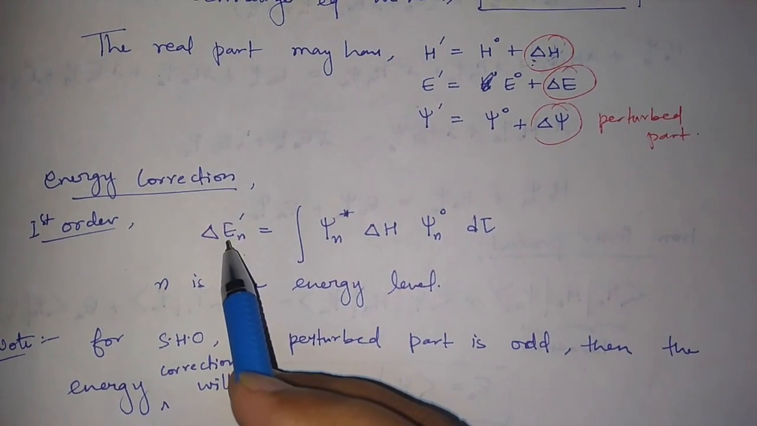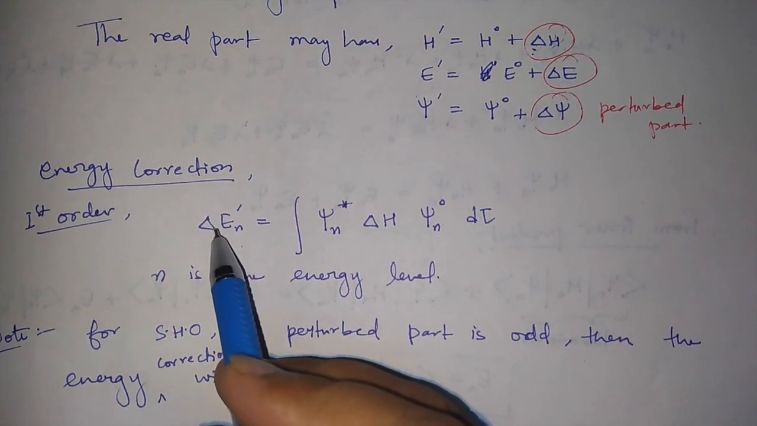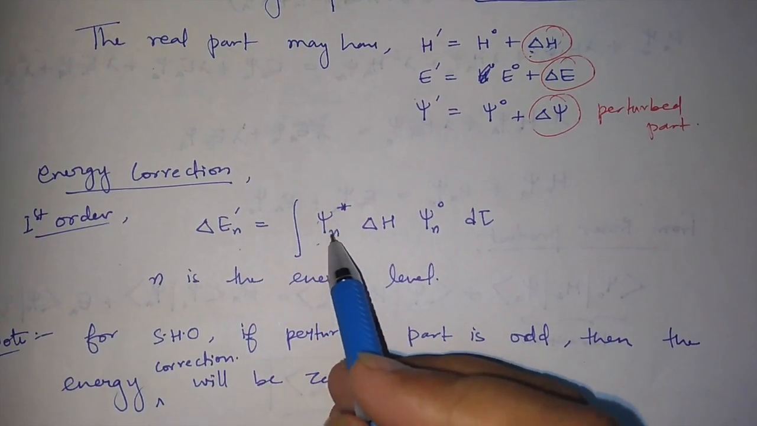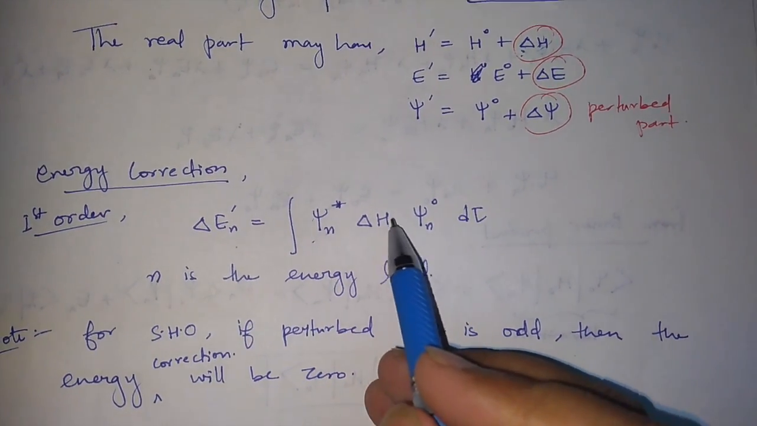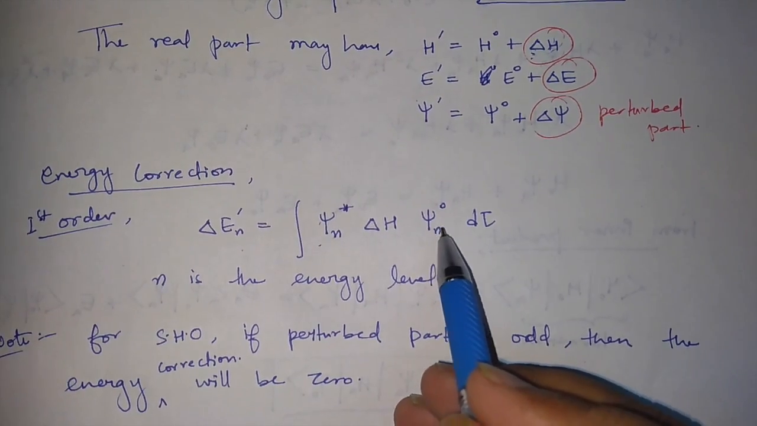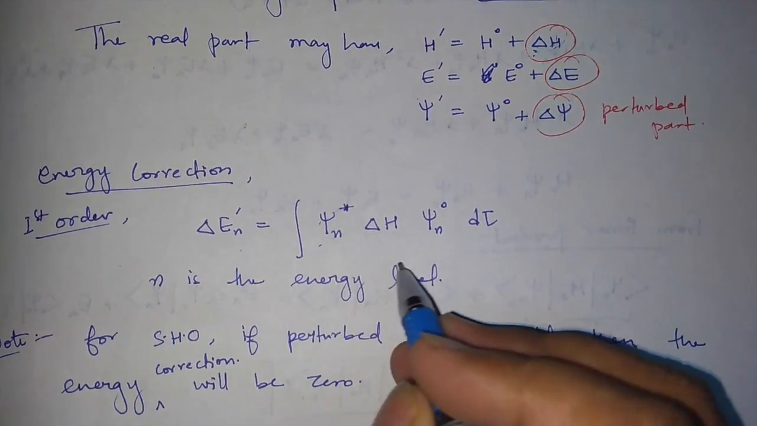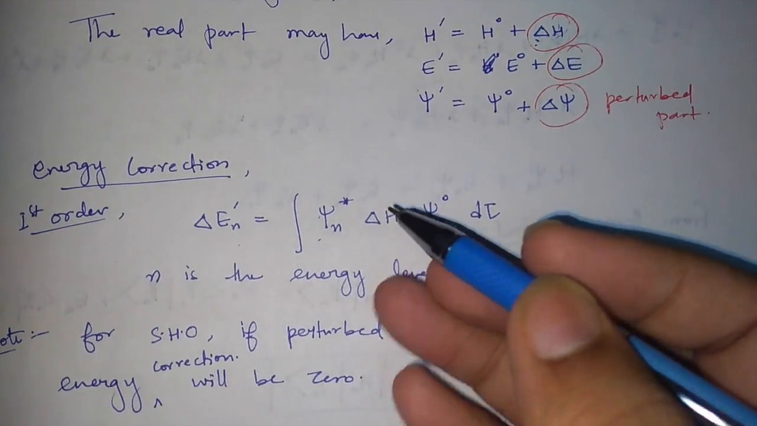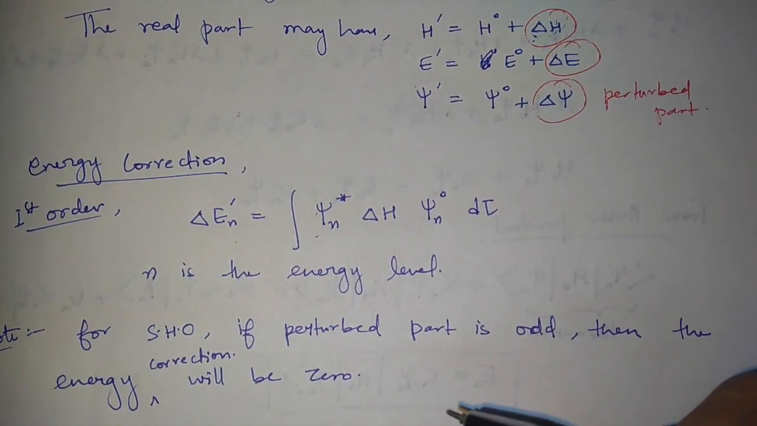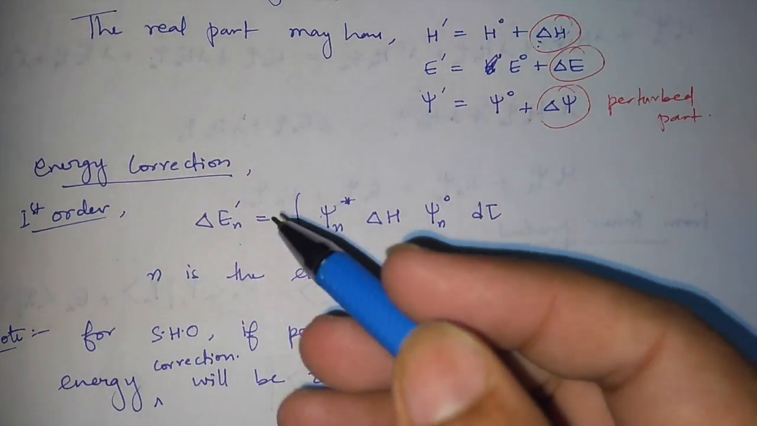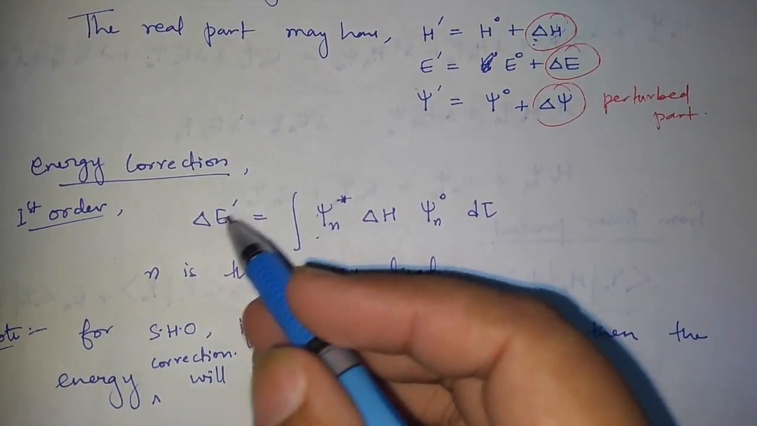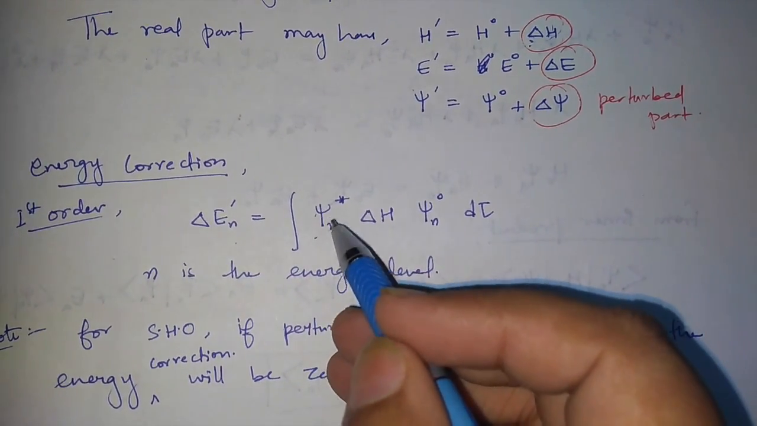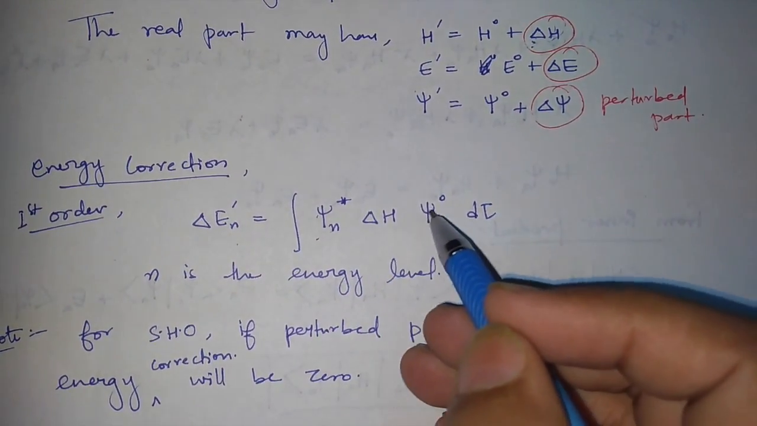The equation for the first order energy correction is delta E dash n equals the integral of psi star n delta H psi n d tau. Here n is the particular energy level for which you are correcting. So if you are finding the first order energy correction for the first level, it will be E dash 1 equals the integral of psi 1 star delta H psi d tau.